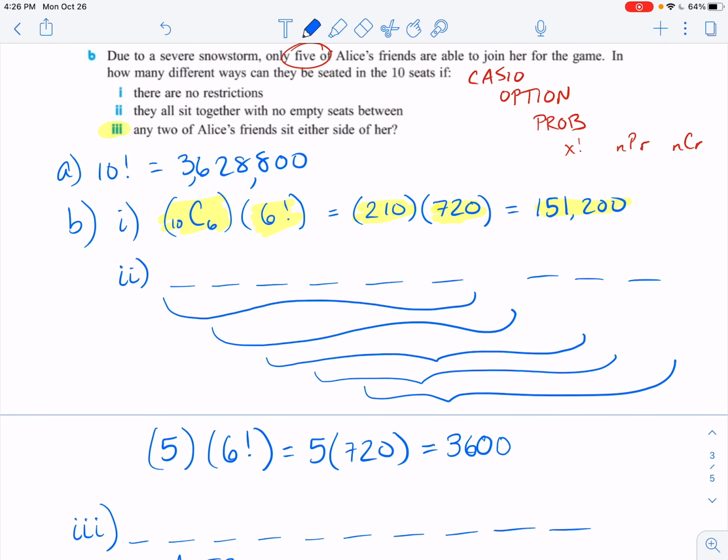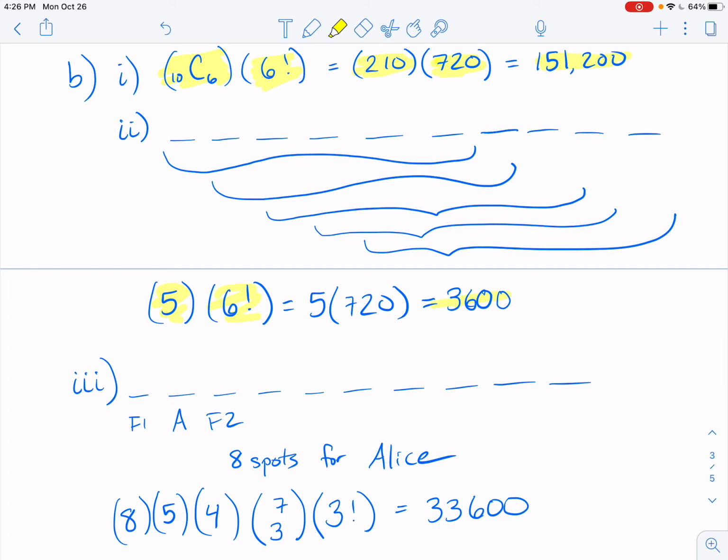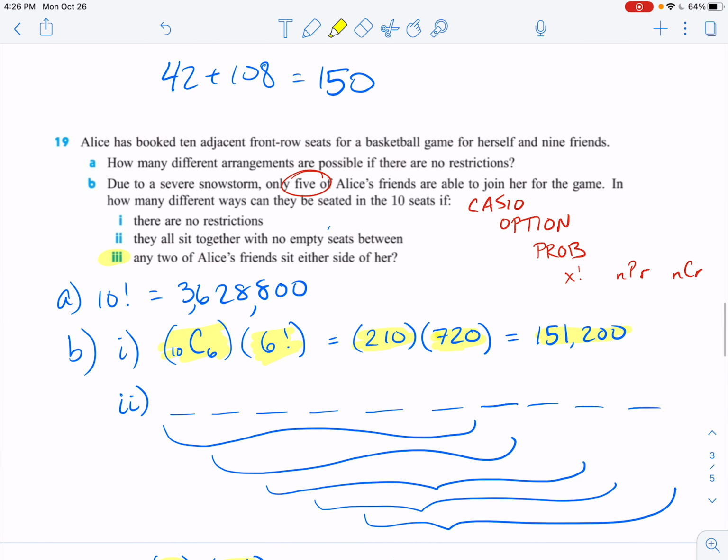So you've got 1, 2, 3, 4, 5 different ways that they can get those seats, and then once they pick which 6 seats they're sitting in, you have to multiply that by 6 factorial as far as how we can arrange them in those 6 seats. So there's 5 sets of seats that we can pick, multiplied by 6 factorial, and that's how we get that value right there. Okay, and then the real question was on part B, part 3.